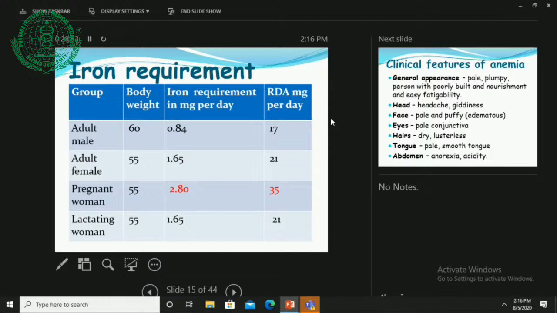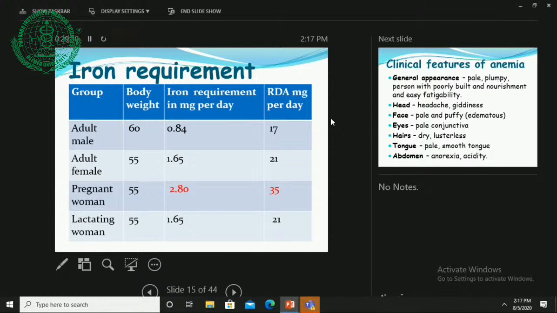Now we'll see the requirement of a pregnant woman, and this is very important because you can't fulfill the requirement of a pregnant woman just by improving her diet. You need to give her prophylactic doses during pregnancy because the requirement is very high. The requirement during pregnancy is 2.8 milligrams per day. For getting that amount, her recommended daily allowance is 35 milligrams per day. We'll see what is the requirement during lactation.